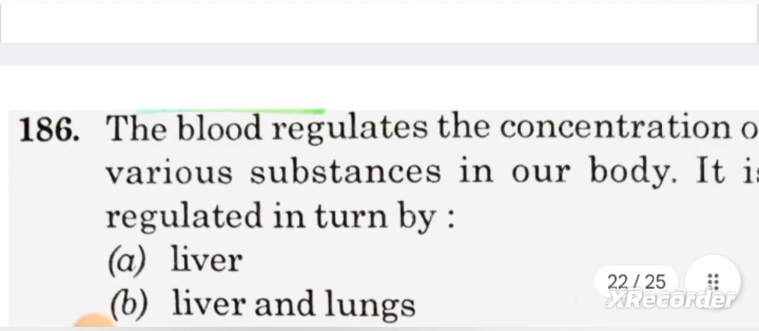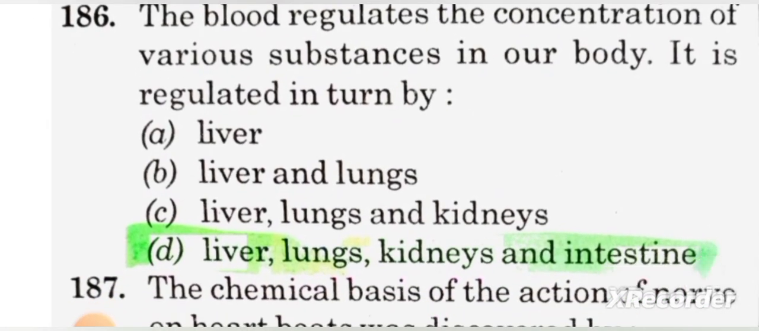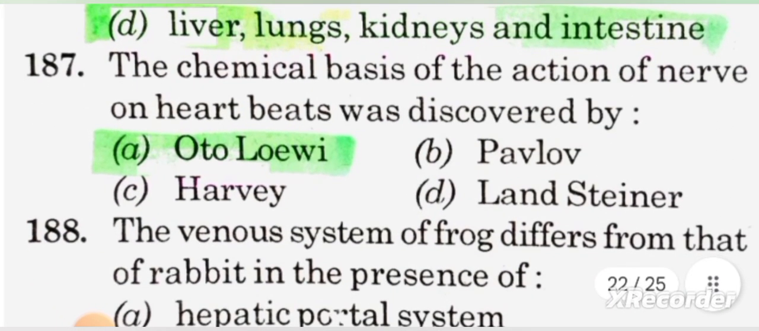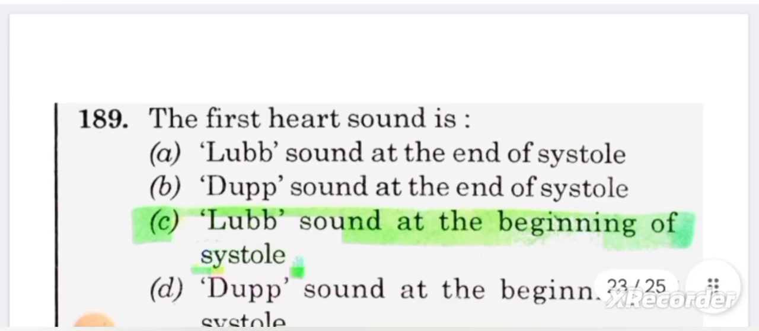Next, 186. The blood regulates the concentration of various substances in our body. It is regulated in turn by. Answer D. Liver, lungs, kidney and intestine. Next, 187. The chemical basis of the action of nerve on heartbeats was discovered by. Answer A. Otto Loewi. Next, 188. The venous system of frog differs from that of rabbit in the presence of. Answer B. Renal portal system.